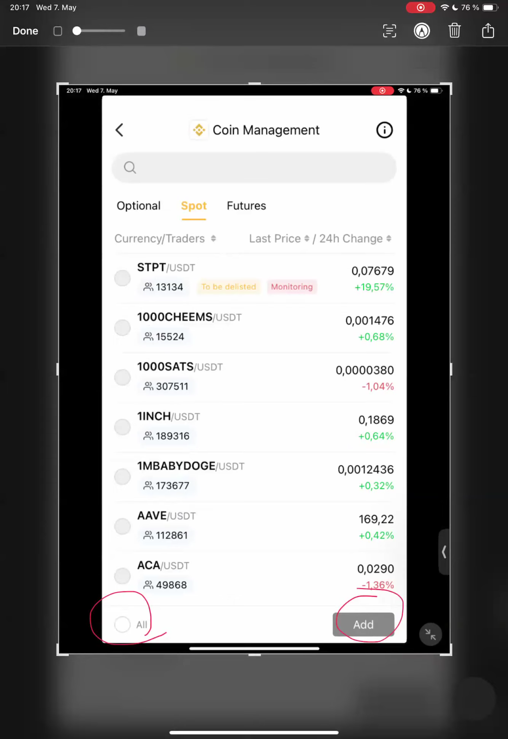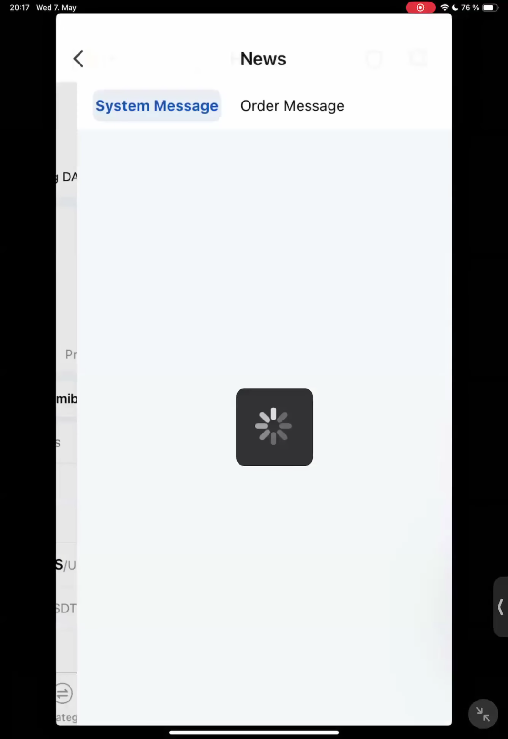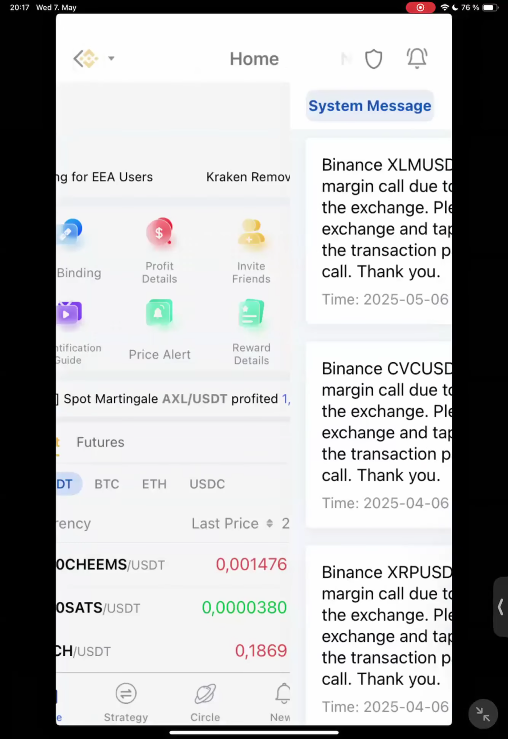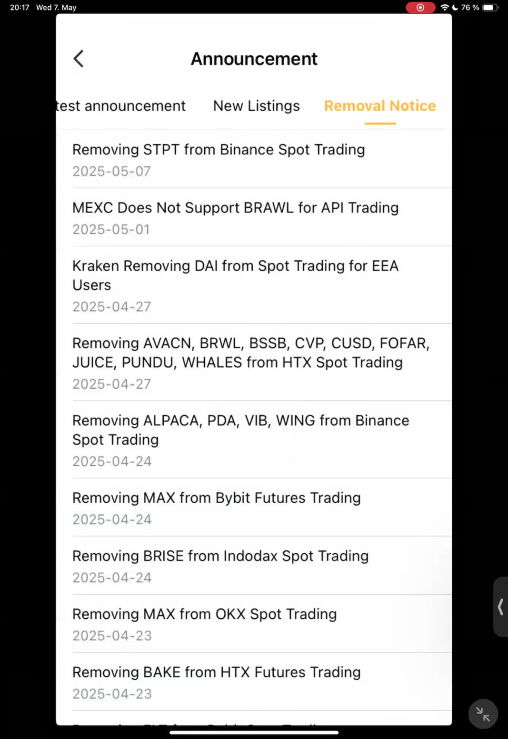Now, let us go back to where we were. Sorry, we were on the announcement. So, removal notice. The reason why coins are being delisted or removed from the exchanges is when they are performing poorly or they do not meet the standards of the exchange, they delist them. And Binance is actually known to be an exchange that likes to delist coins a lot.